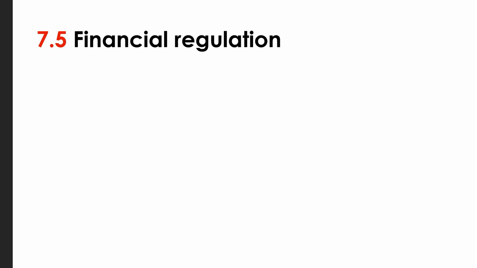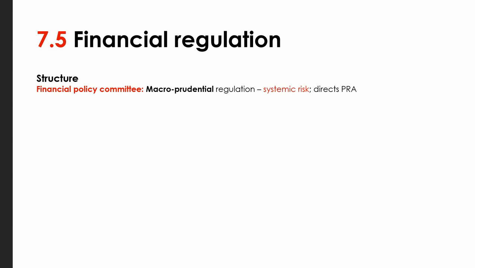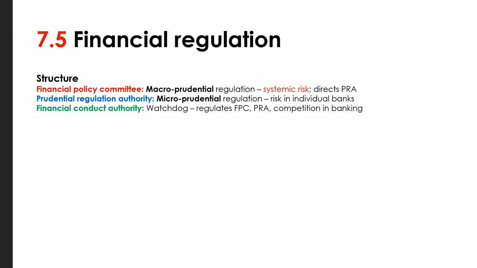Lastly, we just need to talk about how the Bank of England manages regulating the financial sector. In the wake of the 2008 crisis, the structure of financial regulation was changed. There are now 3 key organisations. The Financial Policy Committee, like the Monetary Policy Committee, is responsible for overviewing the whole banking system. That's called macroprudential regulation, particularly looking at systemic risk. They direct the PRA, the Prudential Regulation Authority, which is responsible for microprudential regulation, looking at individual banks. The Financial Conduct Authority is an independent watchdog that looks at the whole structure. It regulates the Financial Policy Committee, the Prudential Regulation Authority, and individual banks to make sure they're acting in a way which is fair and legal.